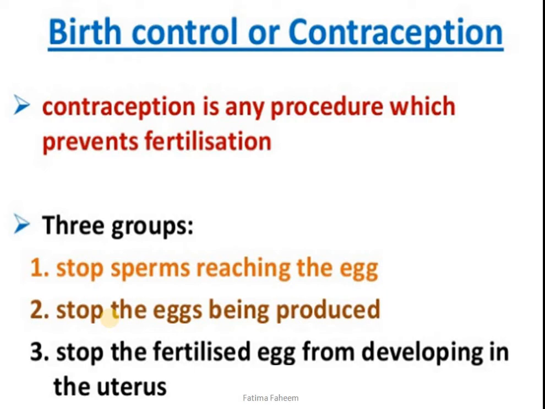First, we have ways to stop the sperms reaching the egg, and then we have ways which stop the eggs being produced, and there is a third method where we stop the fertilized egg from developing in the uterus. In the third method, we actually prevent the attachment or implantation of the zygote with the uterus wall.